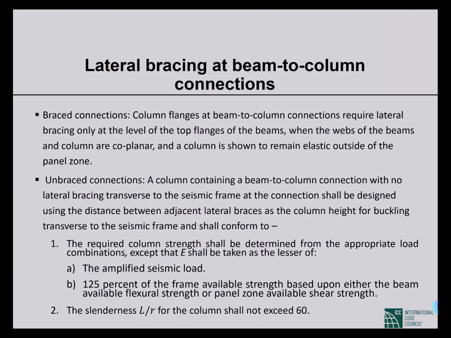Okay, and another important point for columns, the slenderness ratio shall not exceed 60. Remember, yesterday we talked about L by R ratio 300 for tension members, 150 for compression members. But since this is combined flexure and compression, L by R ratio must be less than 60.